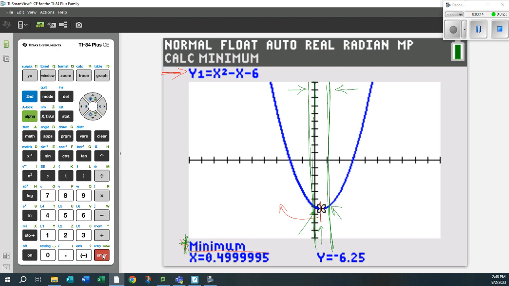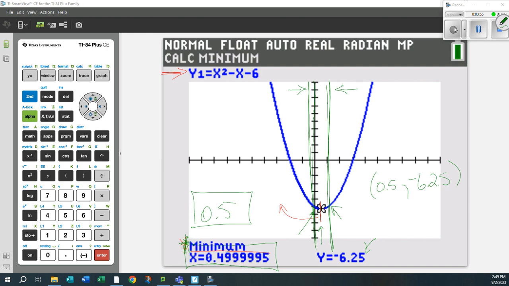Now, if you look at this particular thing, it gives you a really wonky kind of value. Whenever you get a wonky value like this, this is the graphing calculator using approximations. It's not perfect, but it's a pretty good calculator, okay? If it says 0.49999, all you got to do is realize that that's in fact 0.5. Just round it to 0.5, you're good to go. So what are your coordinates? The coordinates of your vertex are 0.5, comma, and there's your y value, negative 6.25.